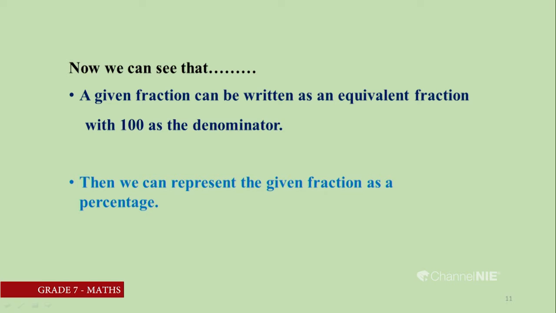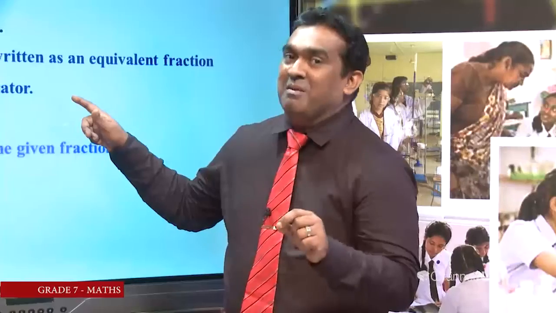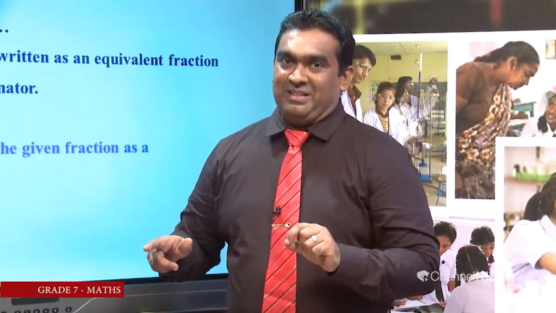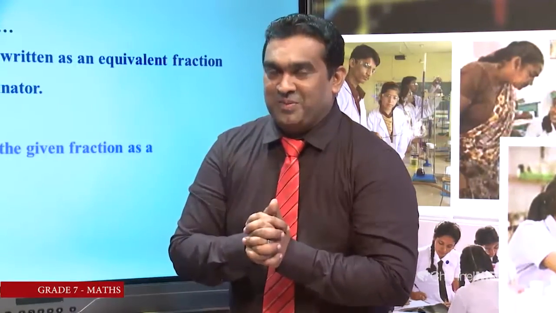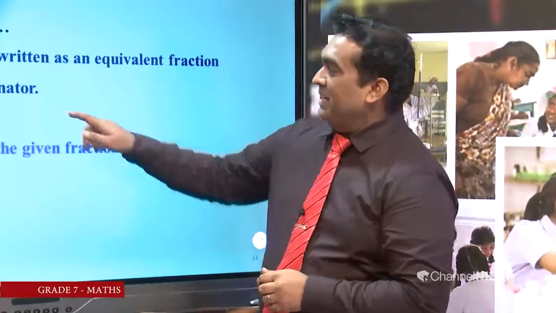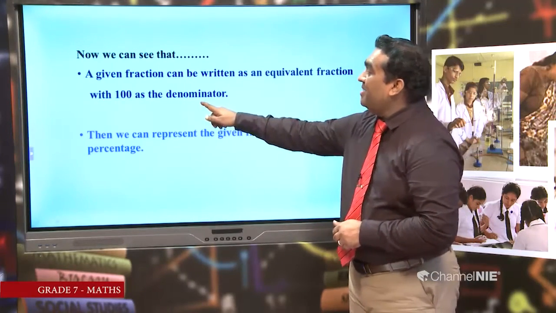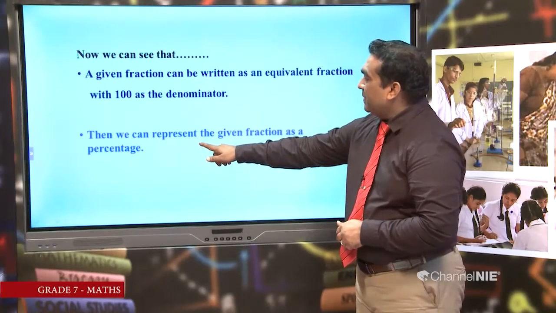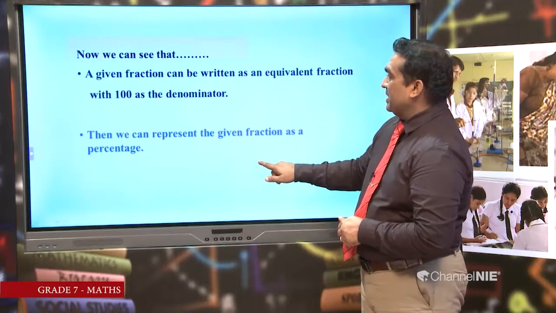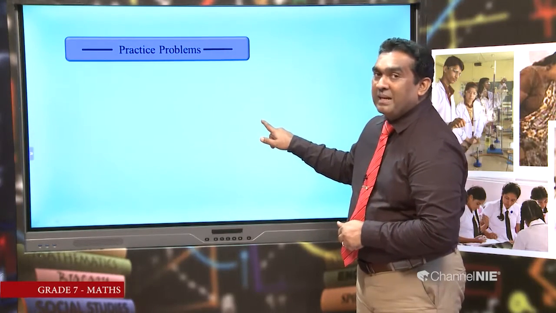Now we can see that there is a conclusion, observation. The concept, what is that? A given fraction can be written as an equivalent fraction. Equivalent means multiplying the numerator and the denominator by the same number for getting 100. To get the 100, you have to use that number, with 100 as the denominator, right? As an equivalent fraction to get the 100 in the denominator. Then we can represent the given fraction as a percentage. Now there are some practice problems. Then we will see how to apply that concept in solving problems.